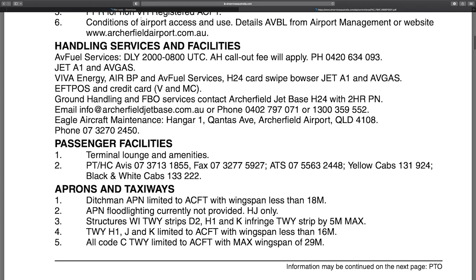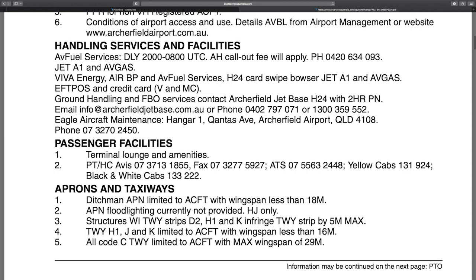So the next item down is handling services and facilities. This simply lists the services and facilities that are available to users at Archerfield Aerodrome. So we have fuel services, very important for aircraft operators that need to refuel their aircraft. There is also ground handling services that are available, and their details are located there. There's also aircraft maintenance and their details available there as well.